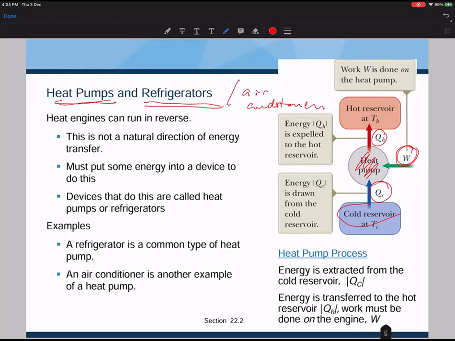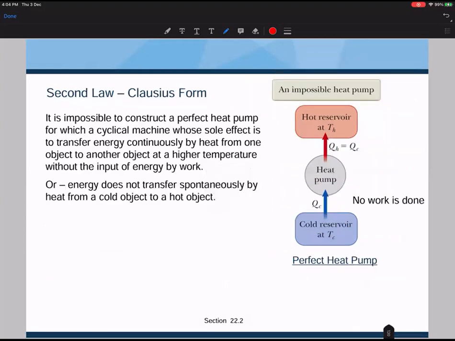And the second law would tell us that you could never have a refrigerator that could simply extract heat energy from the cold reservoir and throw away all of the extracted energy to the hot reservoir without doing any work, without having any work done on the heat pump. This is simply not possible. So that is another format of the second law of thermodynamics.